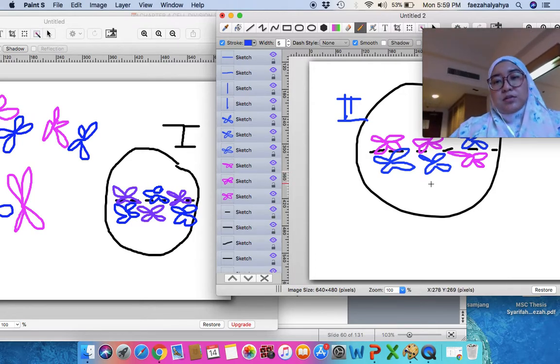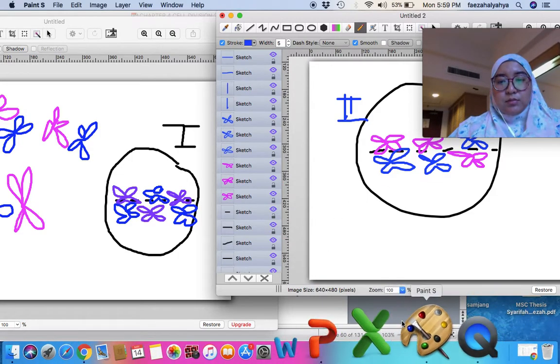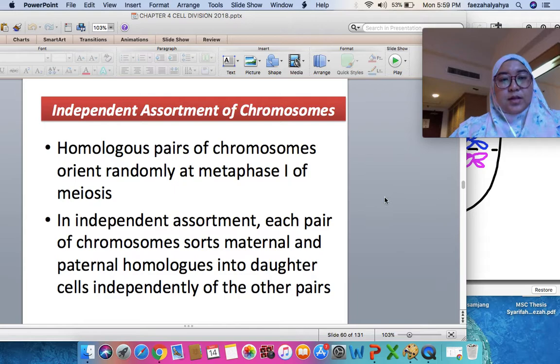So you tengok betul-betul dalam notes, dalam manual you. What is independent assortment? Understand carefully. But today I try my best to explain to you. This independent assortment boleh menyebabkan kepelbagaian dalam sel, during meiosis 1. So we go back to our PowerPoint. This is what we call as independent assortment. Yang saya cerita tadi tu lah.